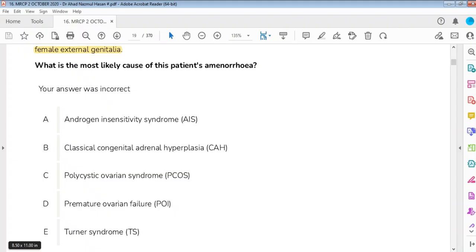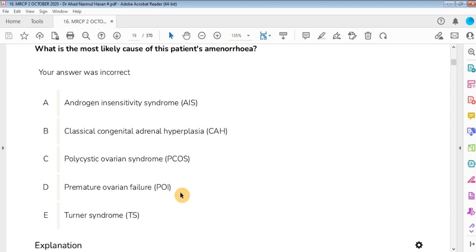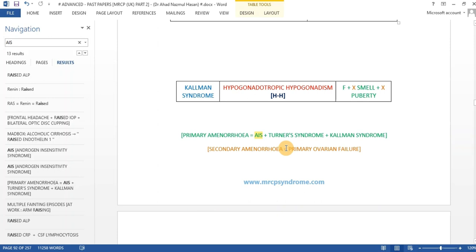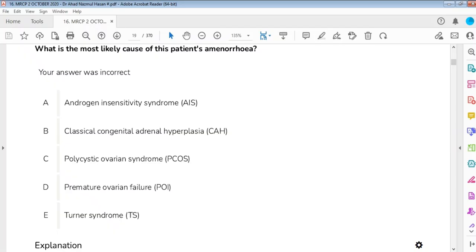So in case of premature ovarian failure, does the patient present with secondary amenorrhea or primary amenorrhea? Secondary. Yes, so look at here. The primary amenorrhea is seen in case of androgen insensitivity syndrome, Turner syndrome, and the Kallmann syndrome. And primary ovarian failure will have the secondary amenorrhea. And what are the features of Turner syndrome?